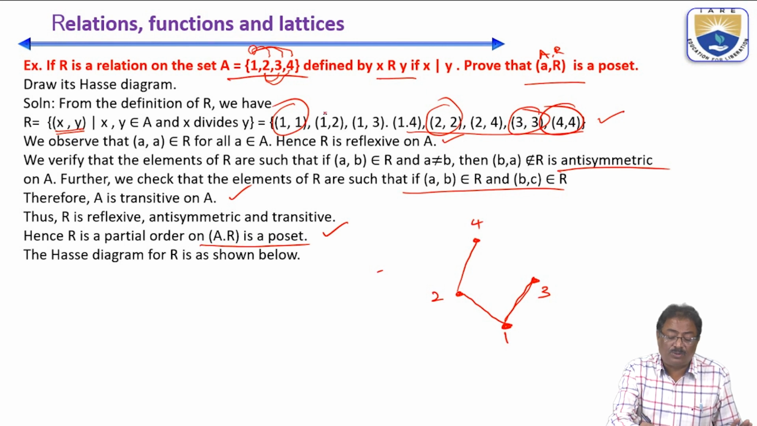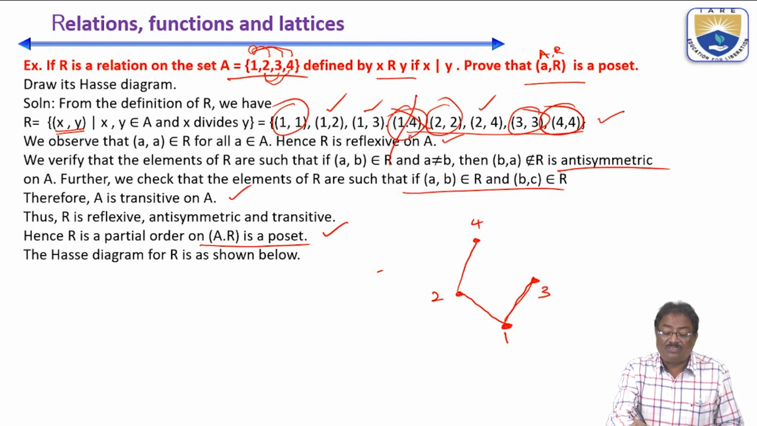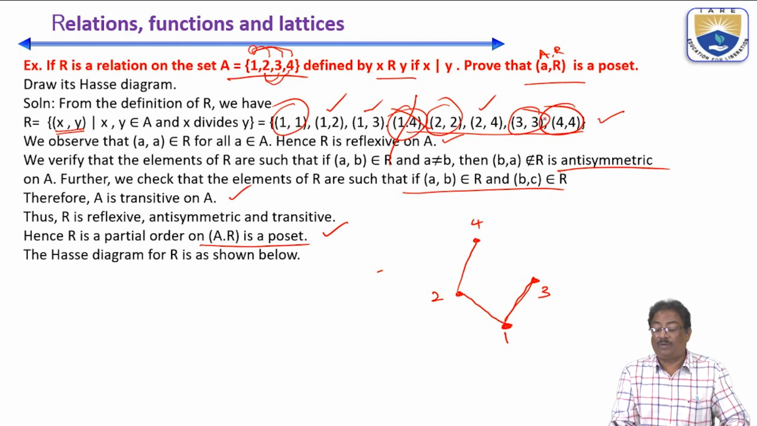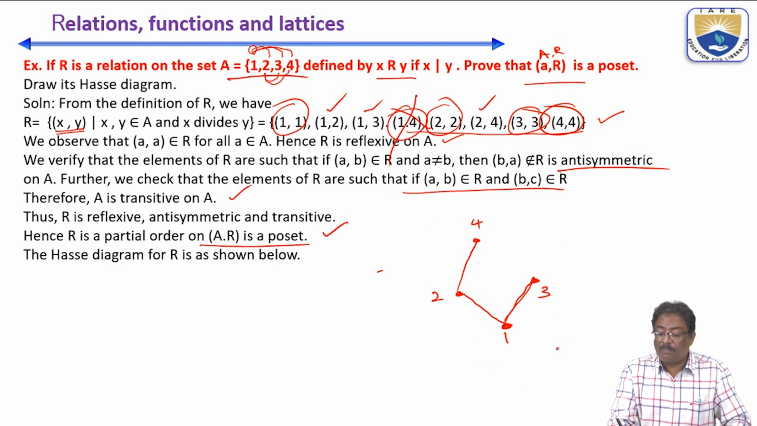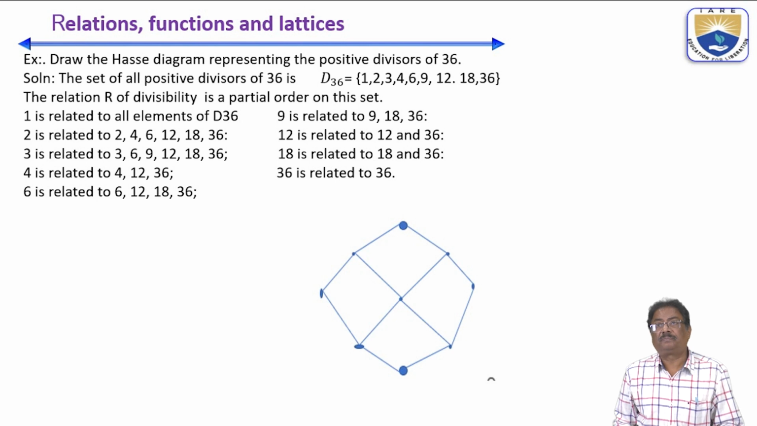So 1 is related to 2, I mentioned here. 1 is related to 3, I mentioned here. 1 is related to 4 by transitiveness, because 2 is related to 4. There is no necessity for representing this. So transitiveness is not necessary to represent and reflexiveness is not necessary to mention. So the pictorial manner is nothing but a Hasse diagram. So this is the Hasse diagram for the given partial order relation.